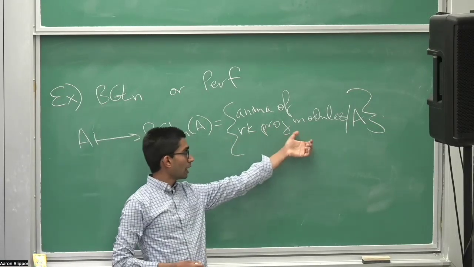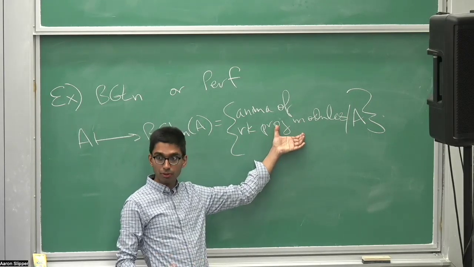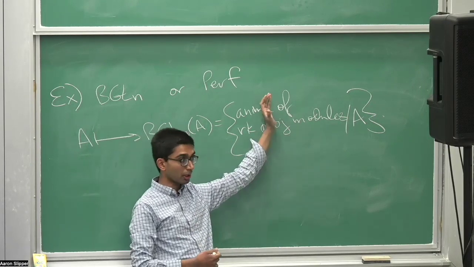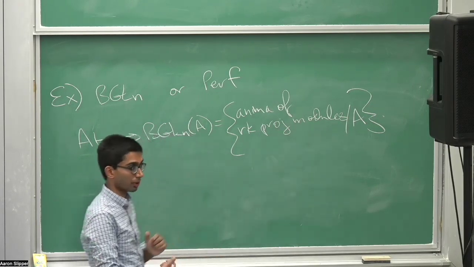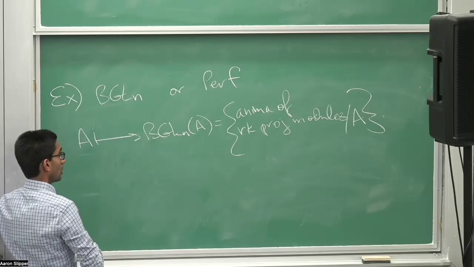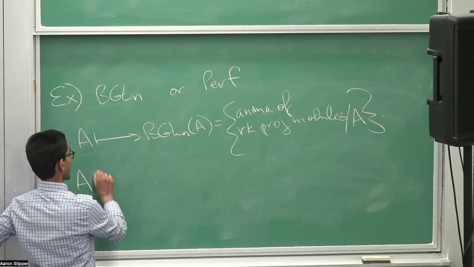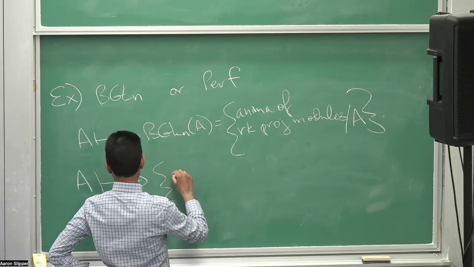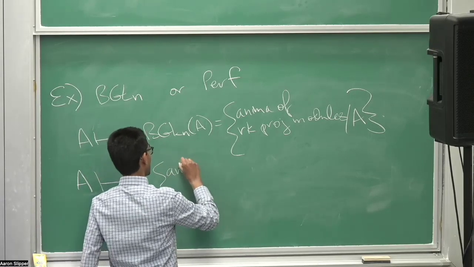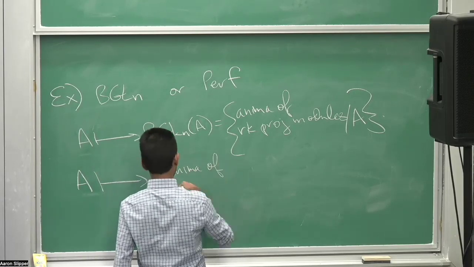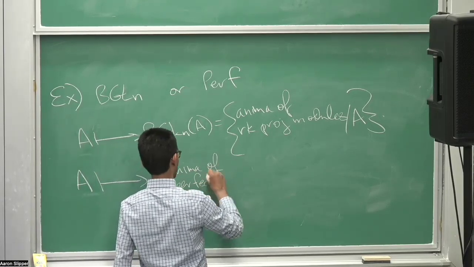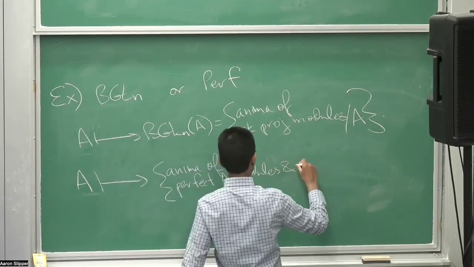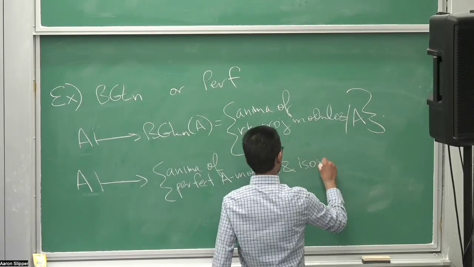So an A-module is projective; this is really a condition on the cohomology. The cohomology is projective of rank n as a module over the cohomology of A in degree 0. And the second one is Perf, which sends A to the anima of perfect complexes, perfect A-modules, with equivalences between them.